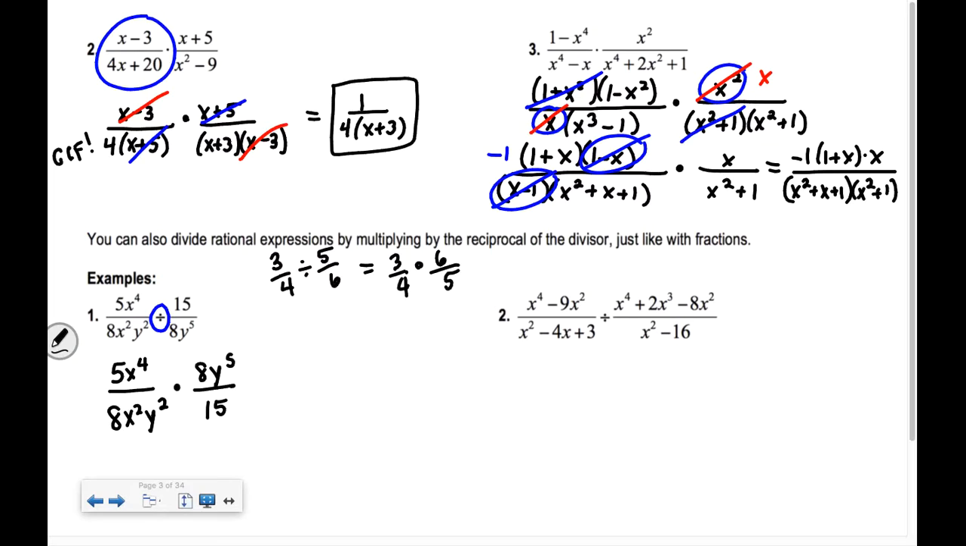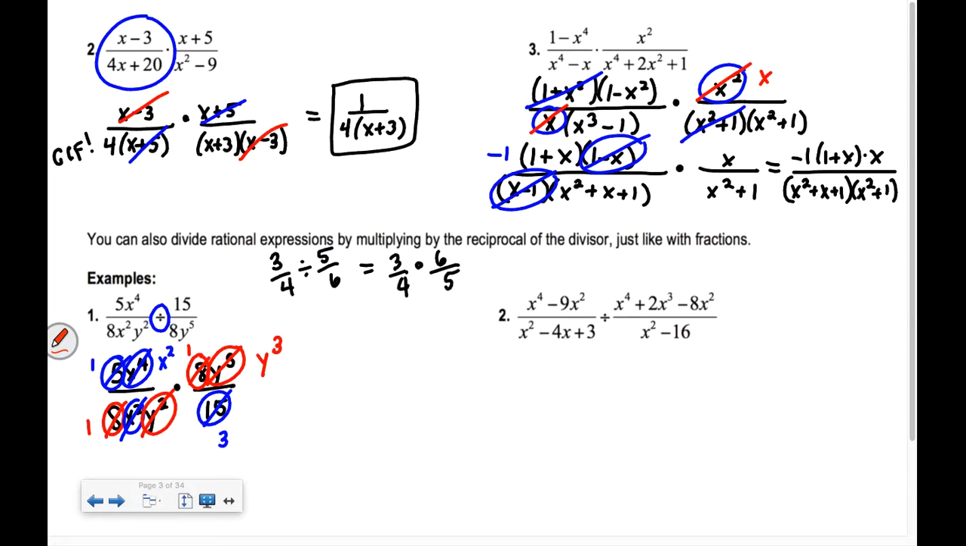Okay, and then I start reducing out just like before. So the 5 and the 15 reduce, and I have a 1 and a 3. And the 8 and the 8 reduce, so I have a 1 and a 1. So how about the x's? On top I have x to the 4th, on the bottom I have x squared. Yeah, I'm going to get x squared on the top. Perfect. So those are going to cancel, and I'm going to be left with x squared. How about the y's? Y to the 5th over y squared, so I get y cubed on top.